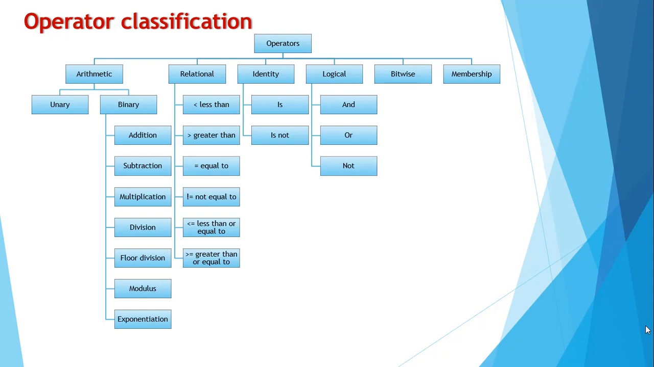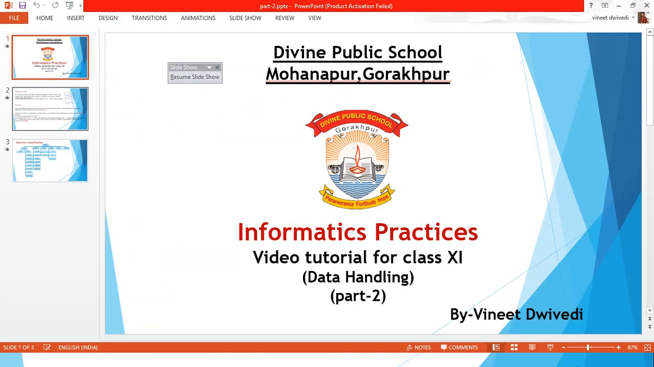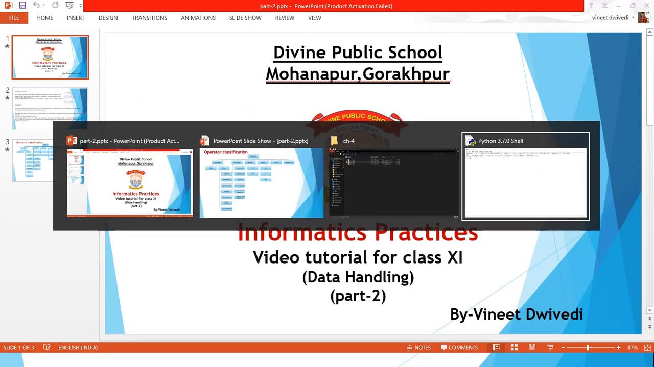Whatever operators there are in the Python programming language, they revolve around these sets only. So basically all the classification is shown here, and now let's understand them one by one with the help of examples: what the arithmetic operators are, what the relational operators are, what the identity operators are. Let's see some practical explanations for them, so we are moving to our Python interface, where we are going to use the coding part, and we'll show you how to understand it.